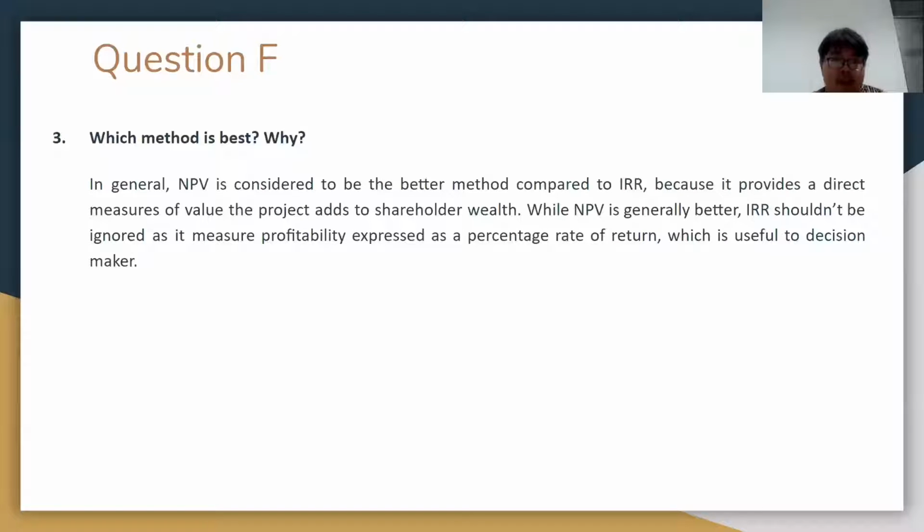Which method is best and why? In general, NPV is considered to be the better method compared to IRR because it provides a direct measure of the value the project adds to shareholder wealth. While NPV is generally better, IRR shouldn't be ignored as it measures profitability expressed as a percentage rate of return, which is useful to decision makers.